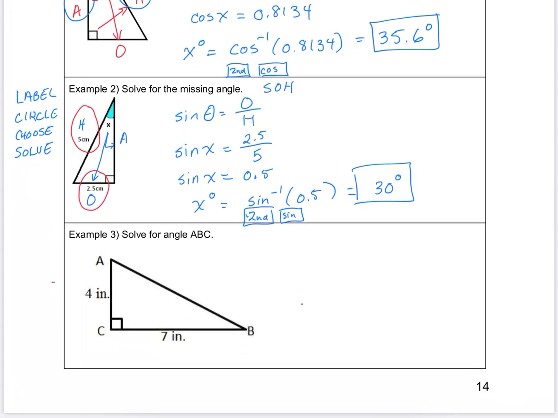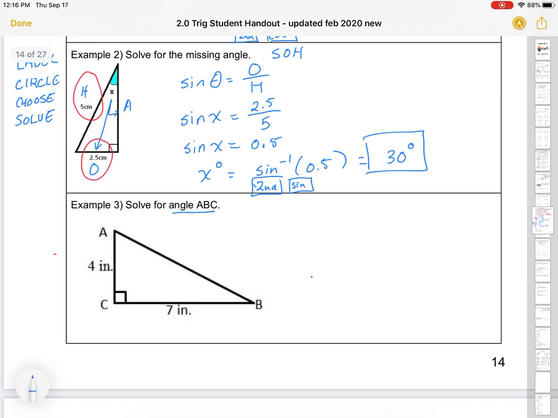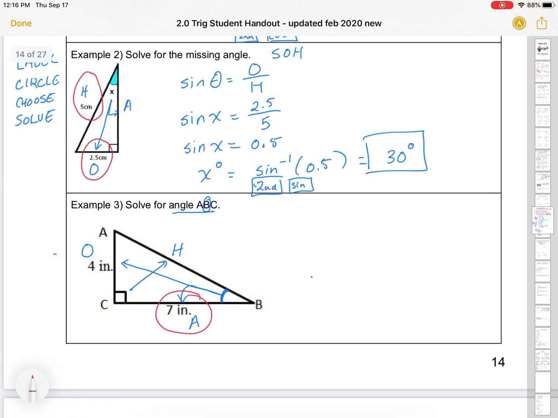Some ways it's easier because you don't have to cross multiply and divide, but you do have to remember to use the second function. Let's do a third example. It says we're solving for angle ABC. If you think back to yesterday morning when we were talking about labeling triangles, the angle we're looking for is always the middle one. So this would be our angle of interest. Let's label. Our big side across from the square is the H. Right next door is our adjacent, and right across is our opposite.